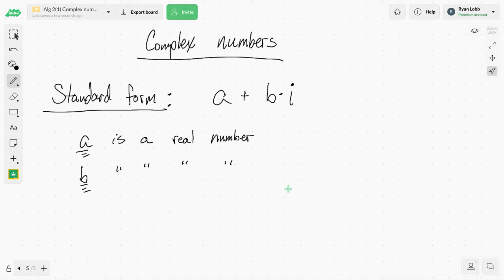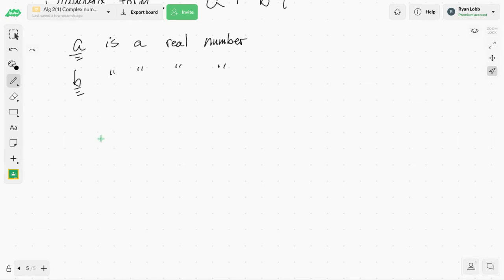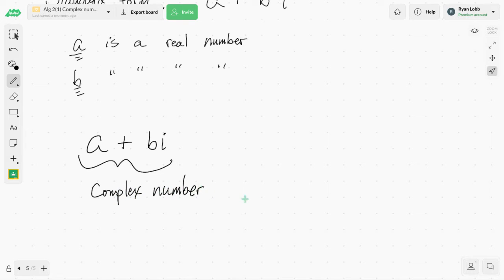Now, this collectively is a complex number. Let's rewrite it down here a little bit. So collectively, a plus bi, this whole thing is a complex number. Now keep in mind, every single number is complex. You can write any number ever as a complex number. So a plus bi is a complex number, and it's the standard form of a complex number.